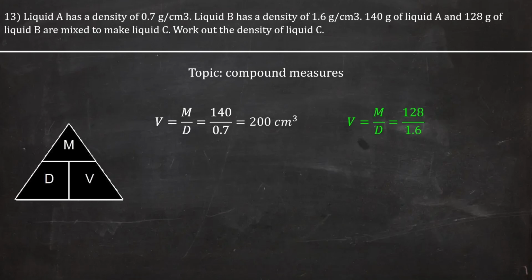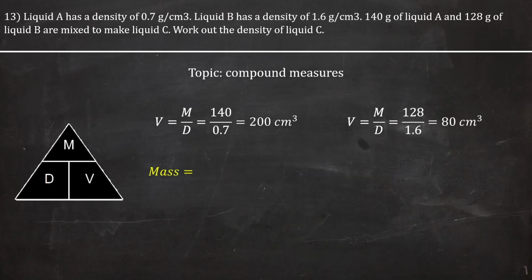That will give you 128 divided by 1.6, which is 80 centimeters cubed. You found the volumes, now you can find the mass and volume of C. You are able to add masses and you are able to add volumes. The only thing you cannot add are densities.